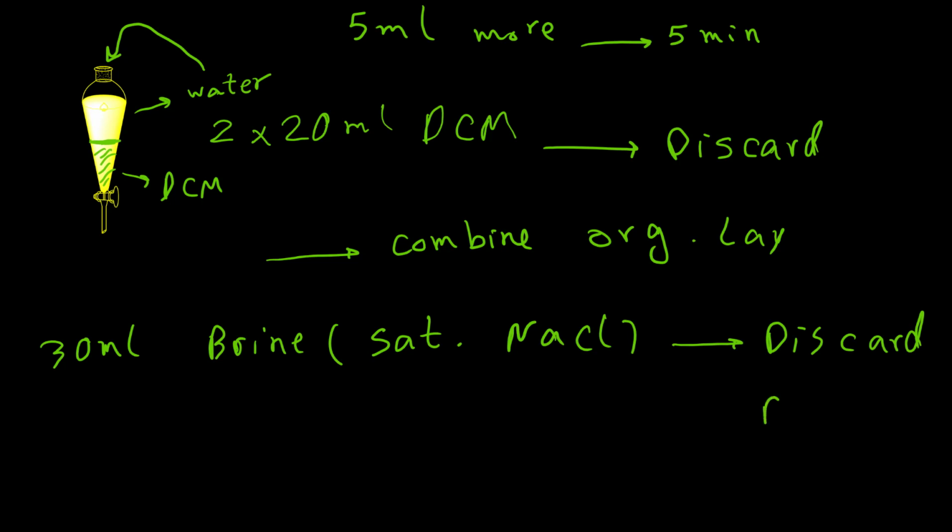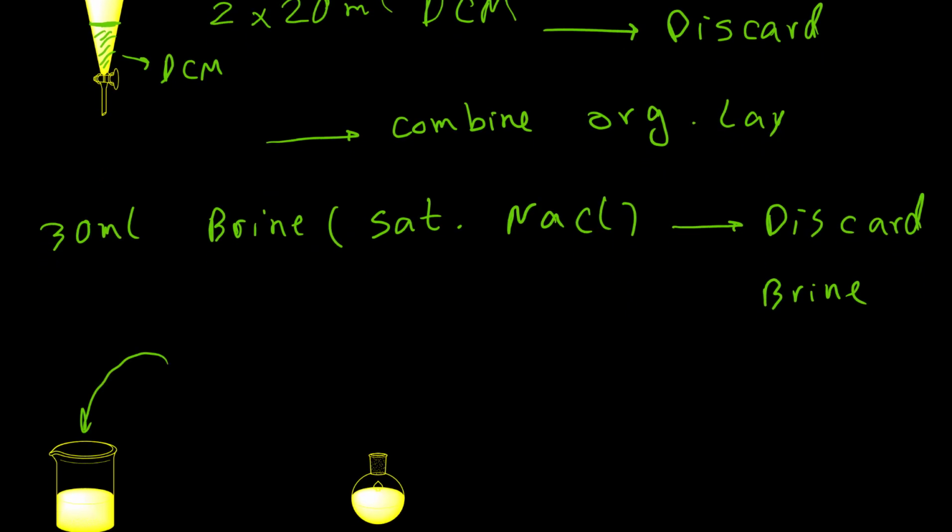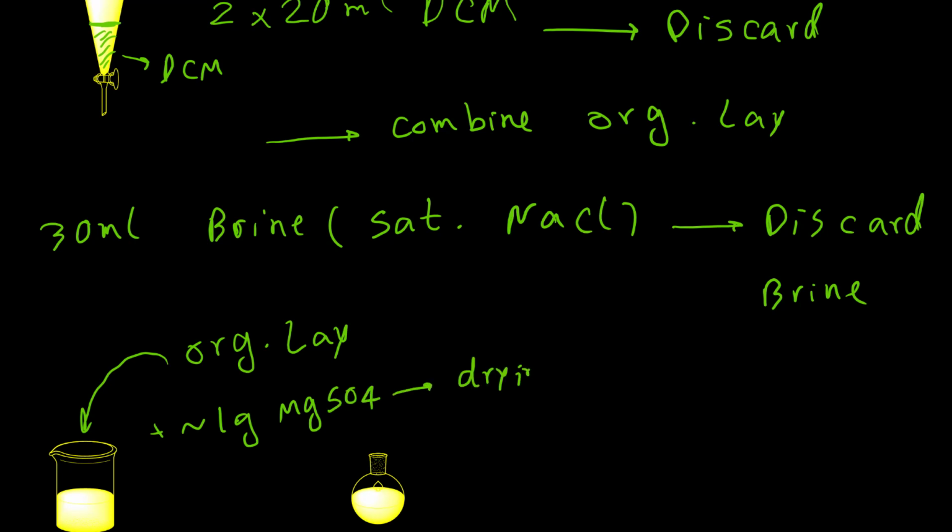Then discard the brine, transfer the organic layer into a beaker, and add approximately 1 gram magnesium sulfate for drying the organic layer. Here we mentioned the amount of magnesium sulfate, but actually the amount depends on the performance of the person in the lab. If we have more water in our organic layer, we should add more magnesium sulfate. When we add magnesium sulfate to the mixture, if it remains as a powder, it means it is dry. We don't need to add any more. But if the powder changes shape and sticks to the beaker, it means the system is not dry and we need to add more magnesium sulfate.